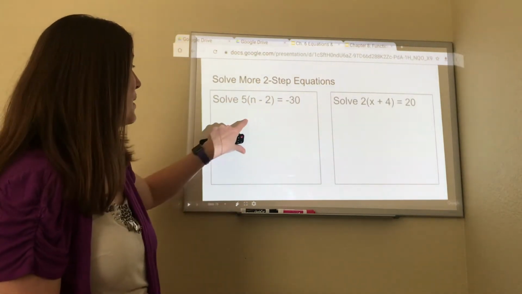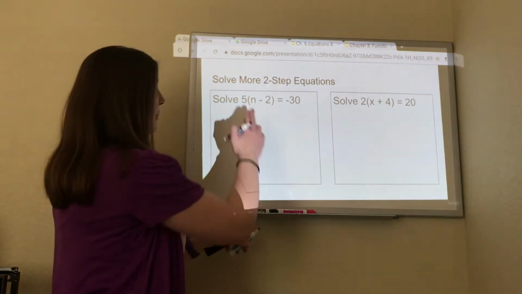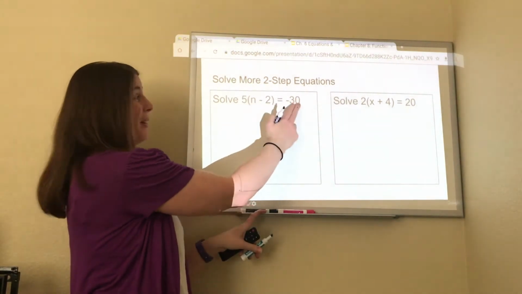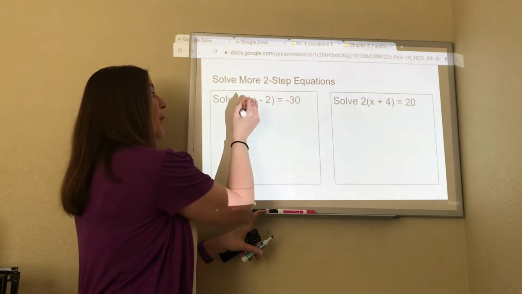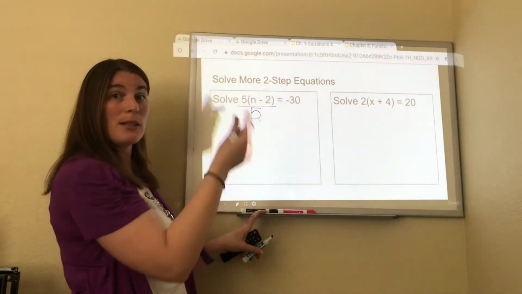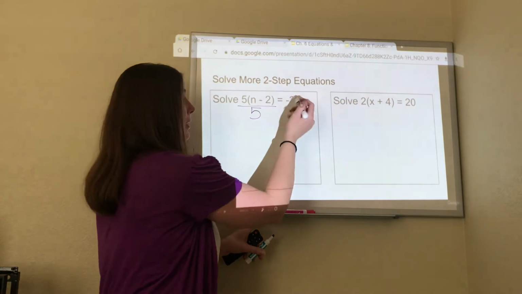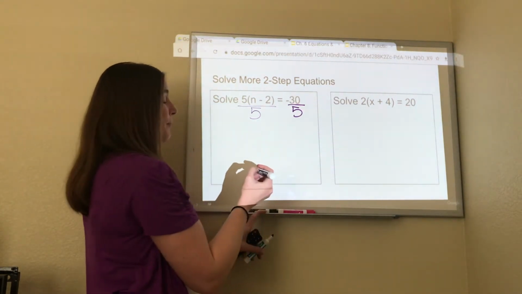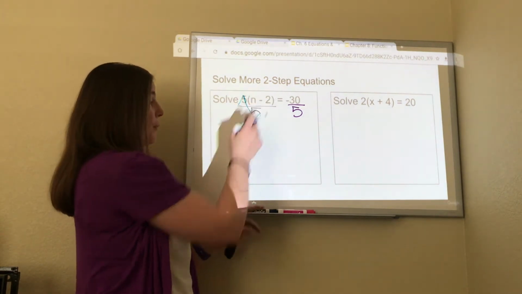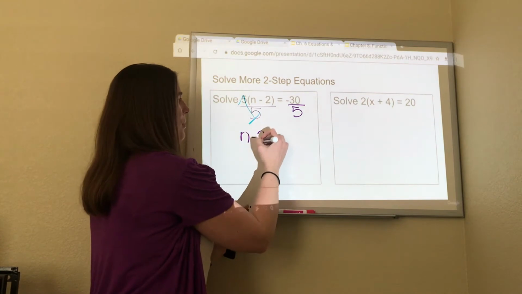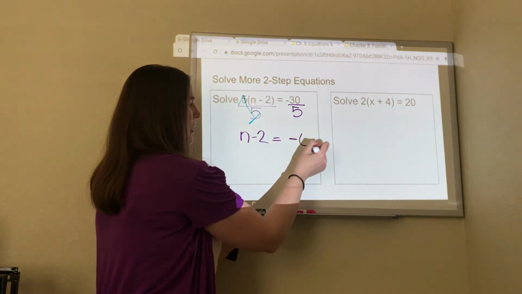So now I need to solve this 5 times the quantity n minus 2 equals -30. So the first step that I'm going to do is I can see that I can divide by 5 here because this has a factor of 5, okay? So I'm going to go ahead and divide the left side by 5. If I divide the left side of the equation by 5, I have to divide by 5 on the right side. 5 divided by 5 is 1. So I'm going to be left with n minus 2 equals, and then -30 divided by 5 is -6.